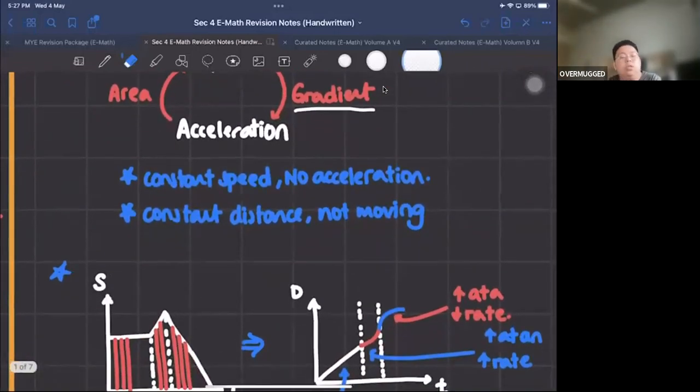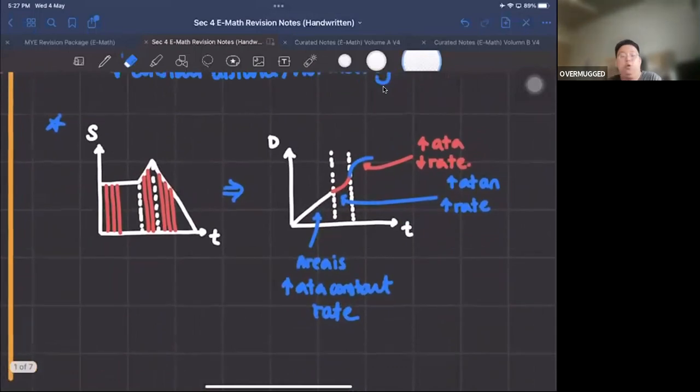Now, two things: constant speed and constant distance. Constant speed means that you are not accelerating. This one doesn't need physics to know. If you're moving at the same speed, are you speeding up? No. If you're moving at a constant distance, it means that I'm sitting right here, am I moving? No. I'm not changing my position at all. So my velocity or speed will be 0, and my acceleration will be 0.